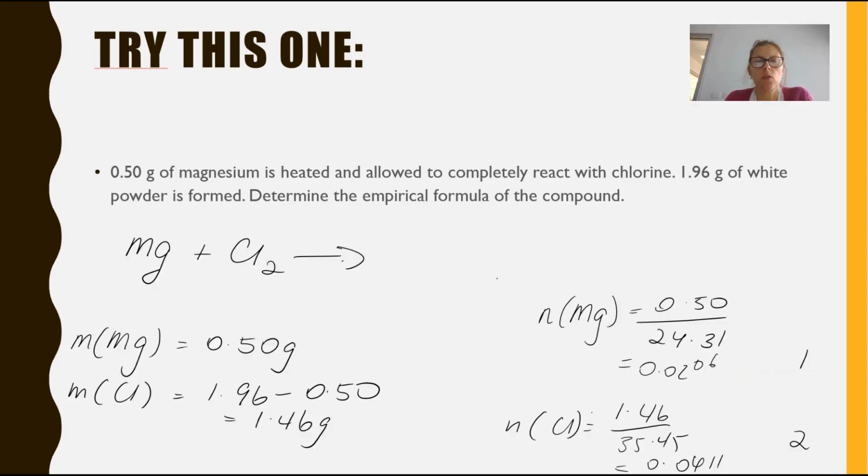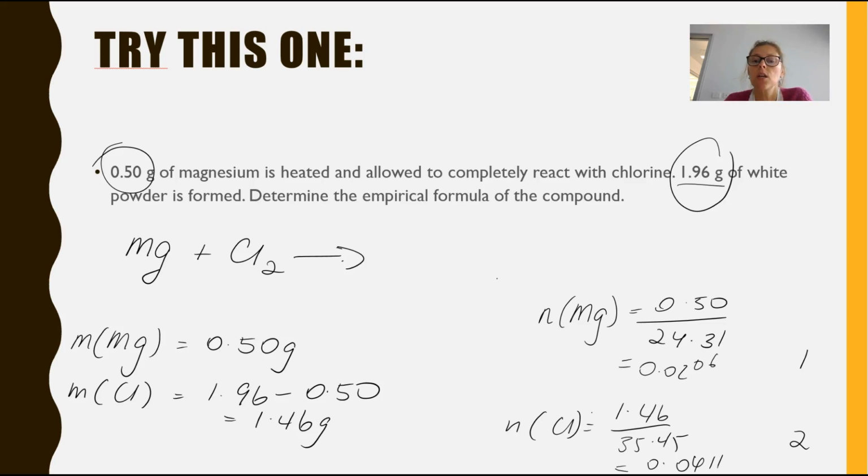Okay, so looking here, we've got some material that we can pull out of this question. We have 0.5 grams of magnesium, so the mass of magnesium is 0.5. At the end, it's reacting with chlorine, and I get a total mass. Now remember, mass is neither lost nor gained, so the mass of chlorine will simply be that total take away the 0.5, and we've got a mass of 1.46. So here are our masses.